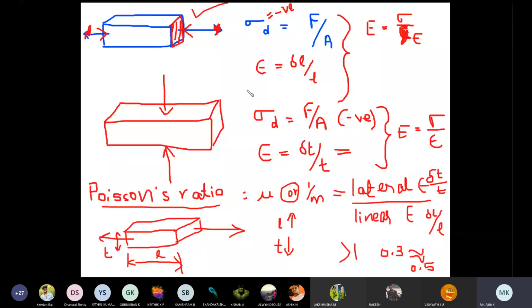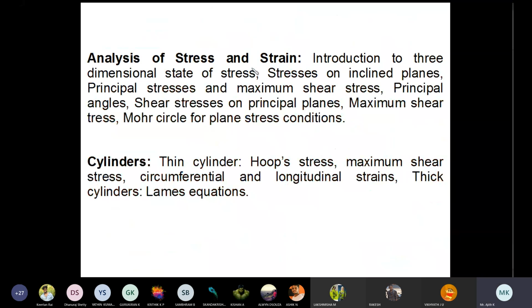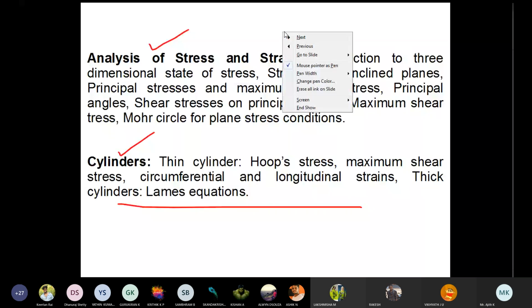So these are the basic things from the first chapter, and before going for the second chapter, these things are required. These are like the foundation for the second chapter. In the second module, I told you there are two chapters. First one is analysis of stresses and strain, and second one is cylinders. The cylinder is already over. In today's class, we'll start analysis of stresses and strain.